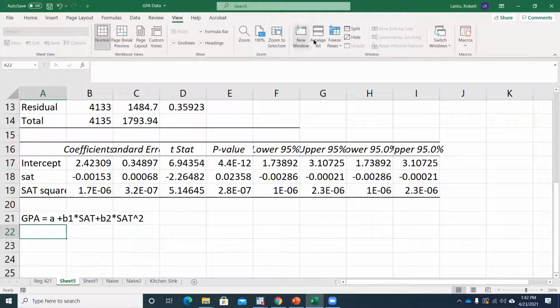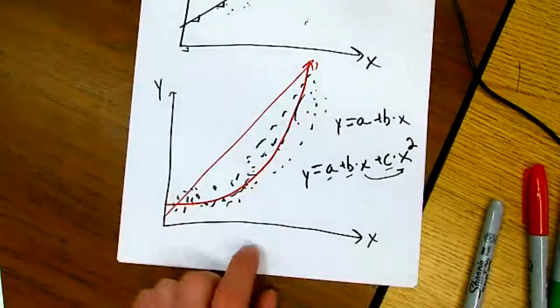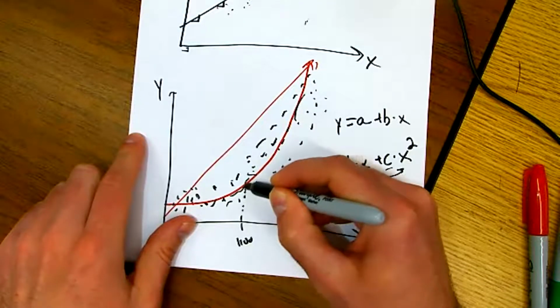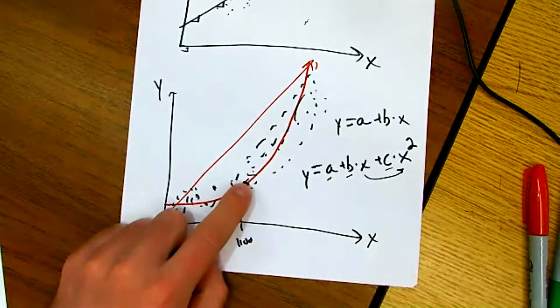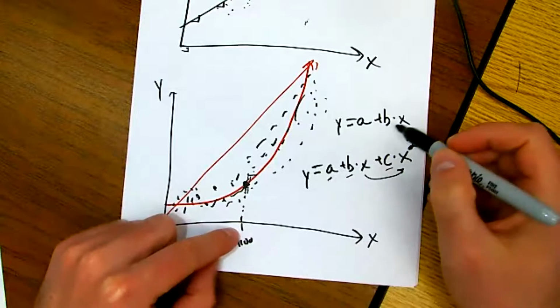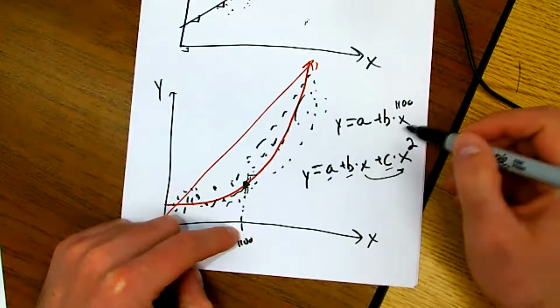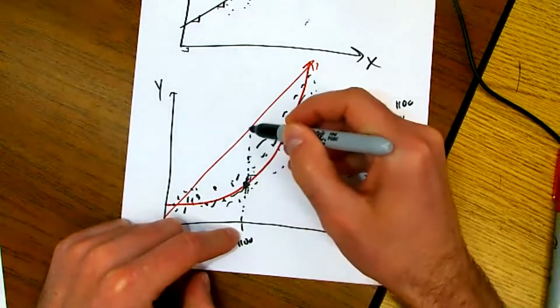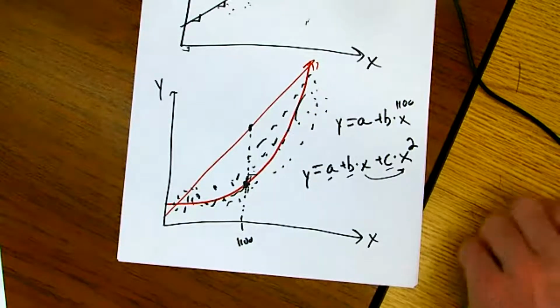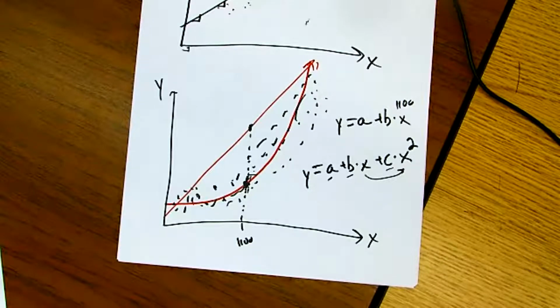Now that I have these coefficients, I plug them in, and then for any SAT score, I can come up with a more accurate prediction of GPA, right? If I plug in, I don't know, 1100, now my prediction is going to be on this line, and it's going to be a lot closer to the data points. Whereas before, when I was just plugging in 1100 up here in the linear, my prediction was going to be way off, right?